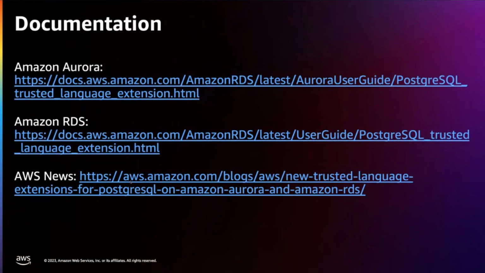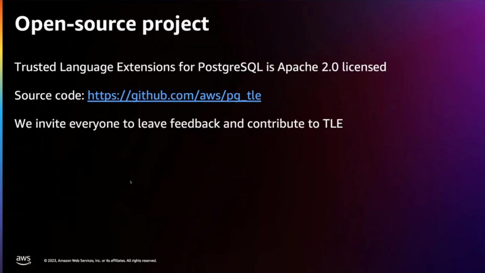For more documentation on trusted language extensions and how they work, please visit the Amazon Aurora and Amazon RDS docs, as well as there's an AWS news post that announced the launch of trusted language extensions and runs through some examples. Last but not least, TLE is an open source project. It's released under the Apache 2.0 license, and you can get it on GitHub at the AWS/PG_TLE repo. We'd love to hear your feedback on it. We love contributions as well.